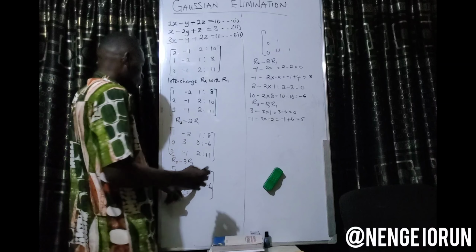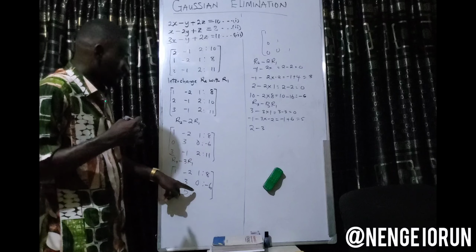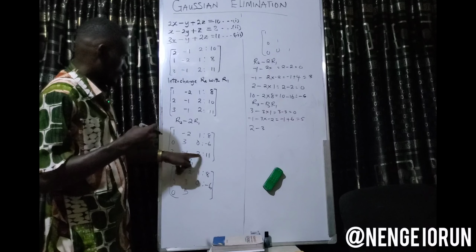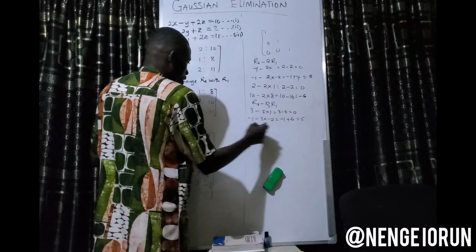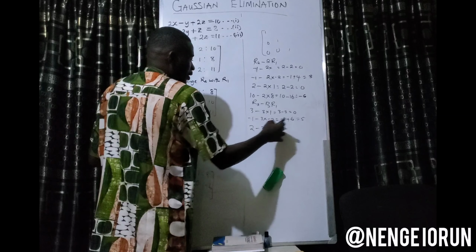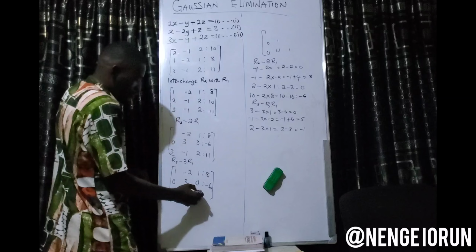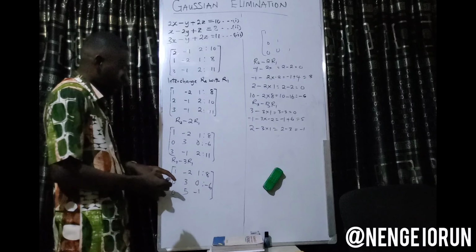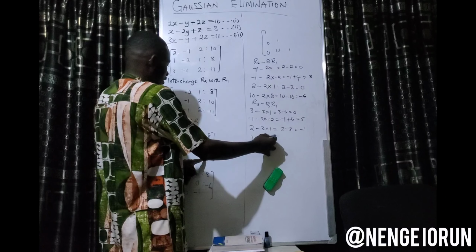Then for this one, we have 2 minus 3 times row 1 here, which is 1. So what we have here is 2 minus 3 times 1. This will give us negative 1. So here we have negative 1. Then for this one, we have 11 minus 3 times 8.